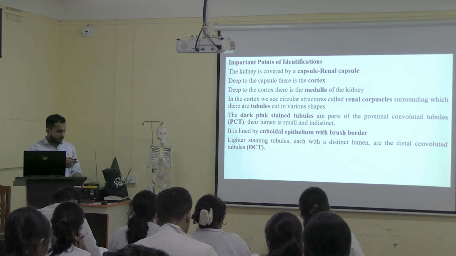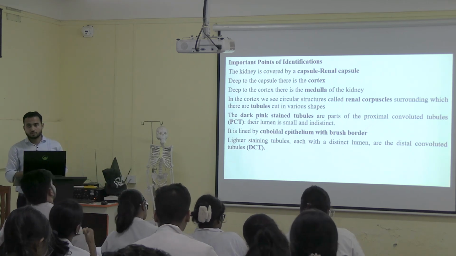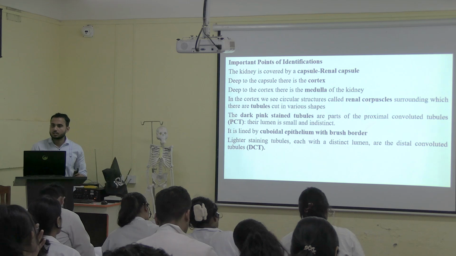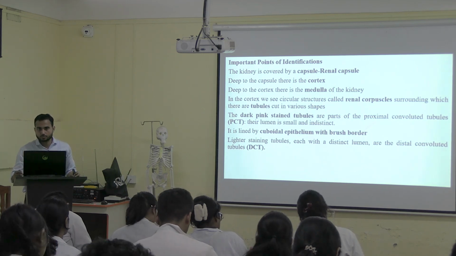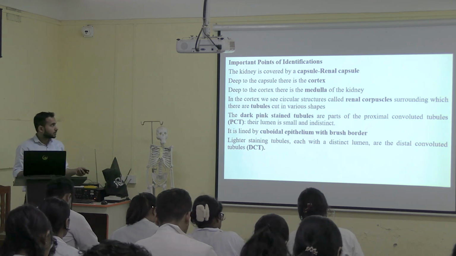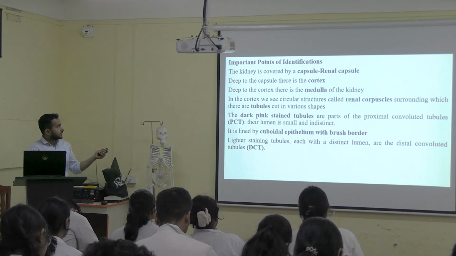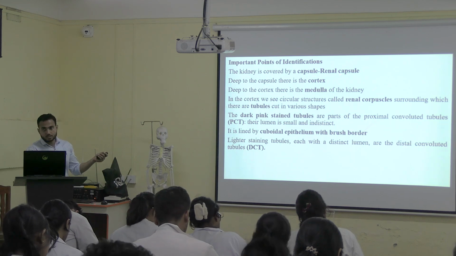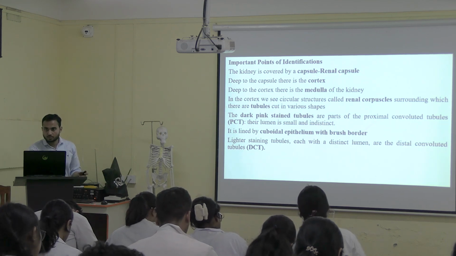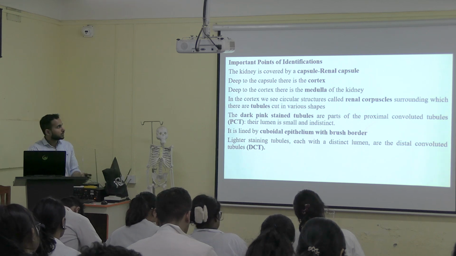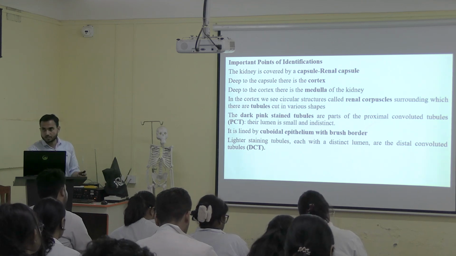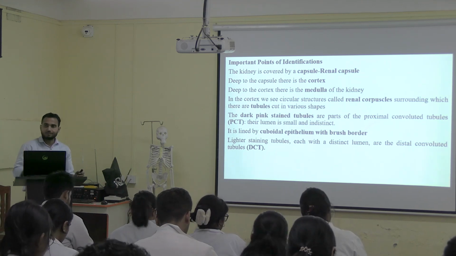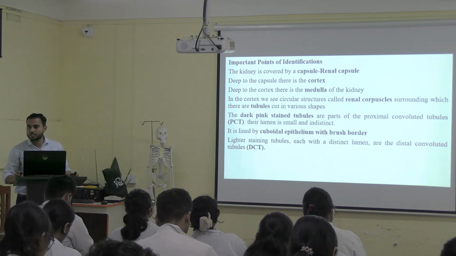So I will request everyone to note down these points that will help you to identify the parts of the kidney. So, microscopic part, under microscope. Everyone note it down. First of all, you can see the kidney is covered by the renal capsule. This renal capsule can also be seen under low magnification. Next, deep to the capsule we are getting the cortex, and deep to the cortex the medulla of the kidney is situated. Now you have to understand what is present in the cortex and what is present in the medulla.